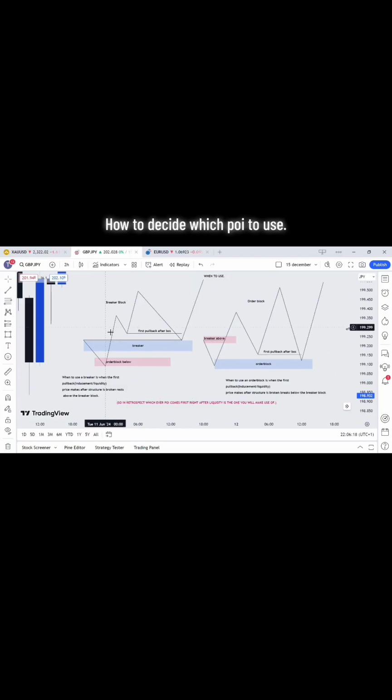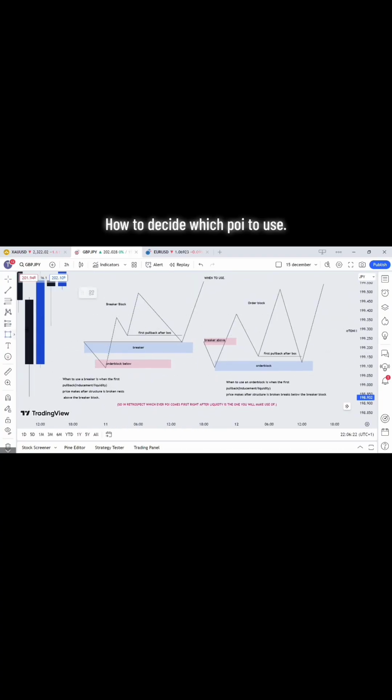Let me use this first diagram as an example. Price broke out from this structure. After breaking out, it did a pullback. The pullback did not touch this breaker here. The pullback was right above this breaker. Now do remember that first pullback is what I take as my liquidity.